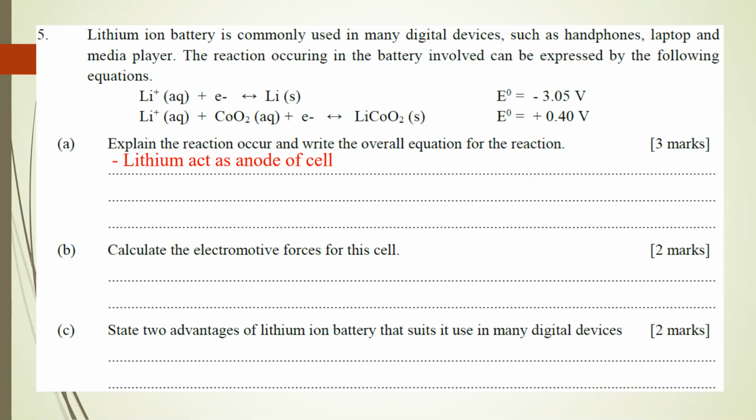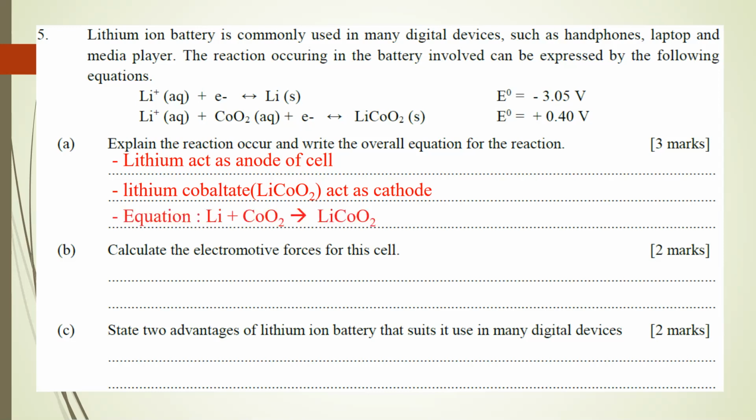Lithium will act as the anode of the cell, which will undergo oxidation, whereas lithium cobaltate, LiCoO2, acts as the cathode of the cell, where it undergoes reduction. So try to complete your sentence by writing that it undergoes oxidation and reduction. The equation for the reaction here is written as Li + CoO2 gives LiCoO2.